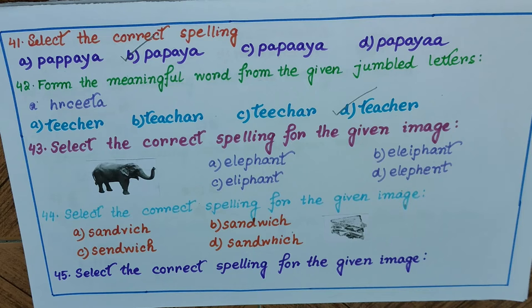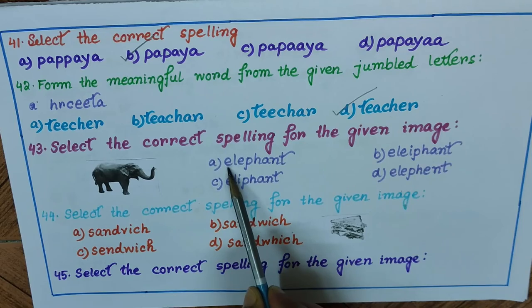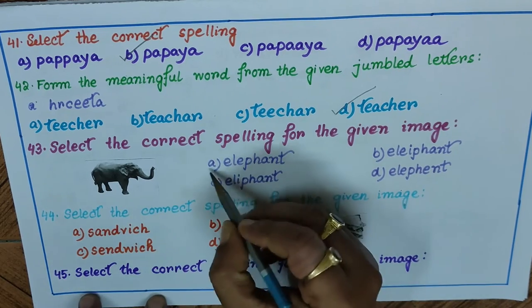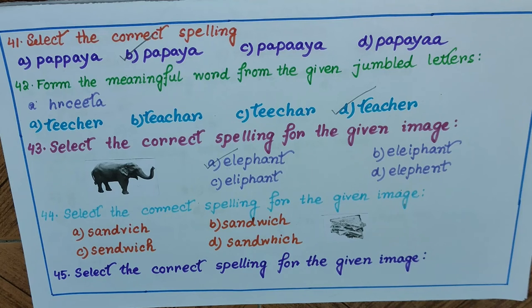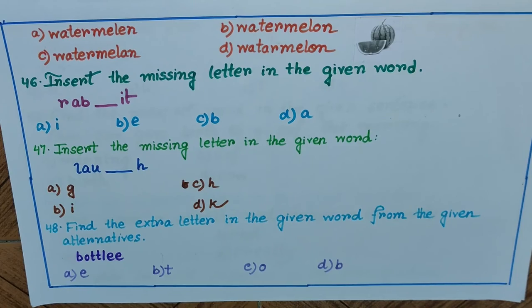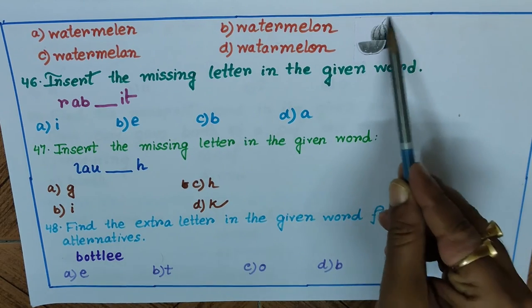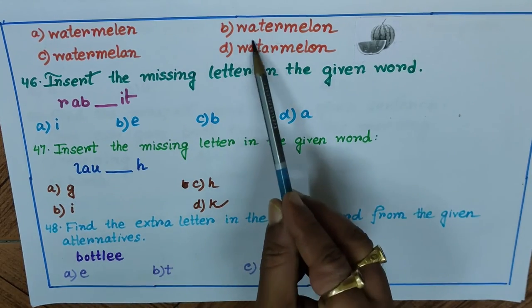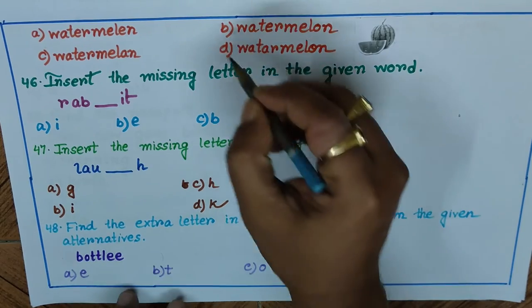Next, question 43. Select the correct spelling for the given image. So this is elephant and the correct spelling is E-L-E-P-H-A-N-T. We do not need to check the other options because one is the right answer. Among the four, only one will be right. 44. Select the correct spelling for the given image. This is an image of a sandwich. And the correct spelling is S-A-N-D-W-I-C-H. Rest are wrong. 45. Select the correct spelling for the given image, which is on the next page. So, this is an image of a watermelon, and the correct spelling of watermelon is W-A-T-E-R-M-E-L-O-N. So, B is the right answer.